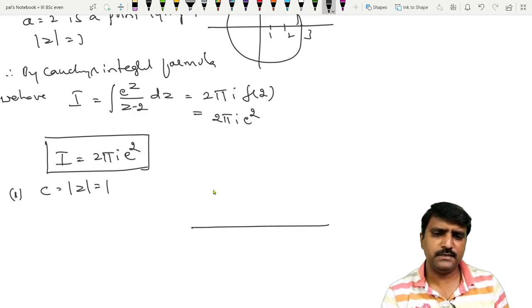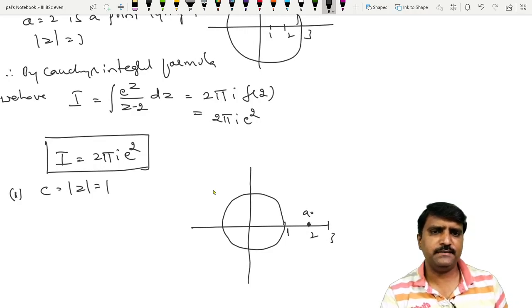If you draw this circle, maybe like this, its radius is 1. This is the point 2, this is the point 3. So a is equal to 2 means this is the point a is equal to 2. This point lies outside this region. If it is outside the region, you use Cauchy's integral theorem and write its answer directly as 0.